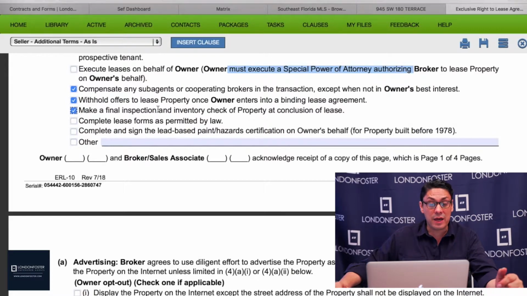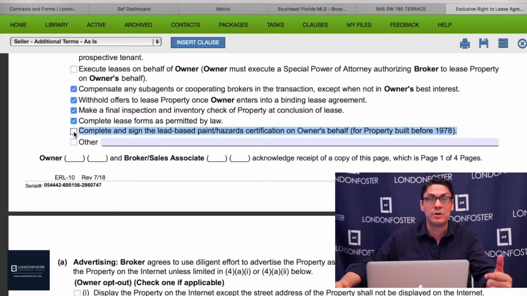Make a final inspection and do an inventory check of the property at conclusion of the lease. That's something you probably want to click so that you make sure that you're adding that service to your client, so that when they're ready to re-rent it, they're giving you the listing agreement again. Complete lease forms as permitted by law. That's something that we want to make sure that we have authorization. And then complete and sign the lead-based paint hazard certification on the owner's behalf. Again, I would not recommend that.